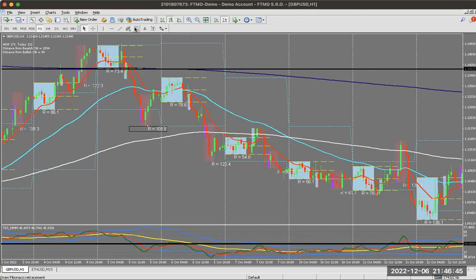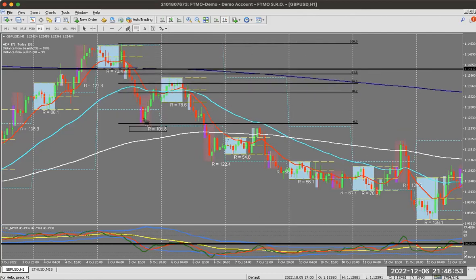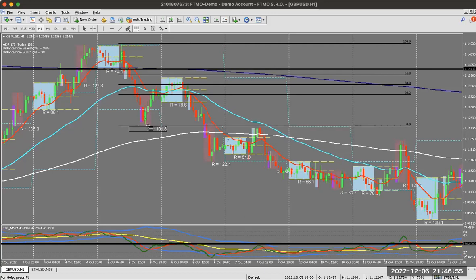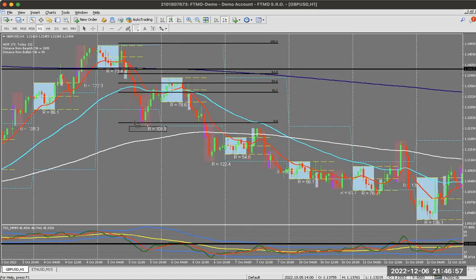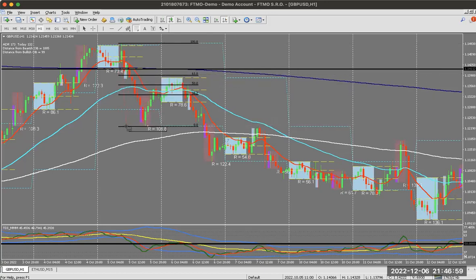Okay, let me just place it again. So you want to place your fib from the top to the bottom. If you're in a downtrend, always place it from the top right to the bottom. Once you place it like that, I'm not trying to keep these levels close. Okay, something like that.